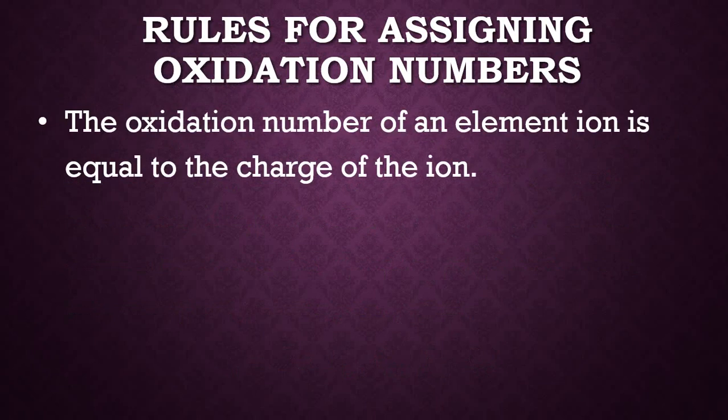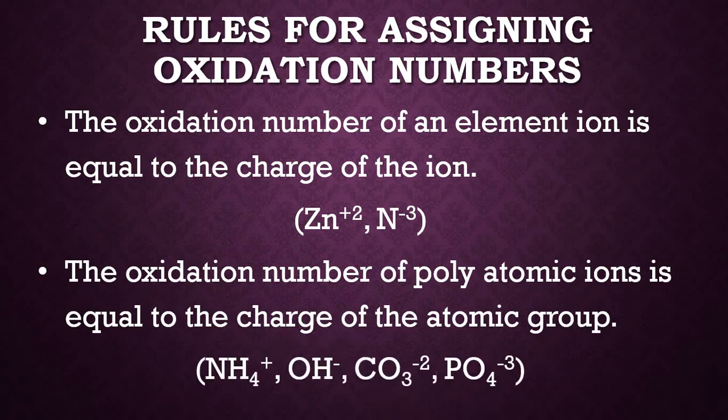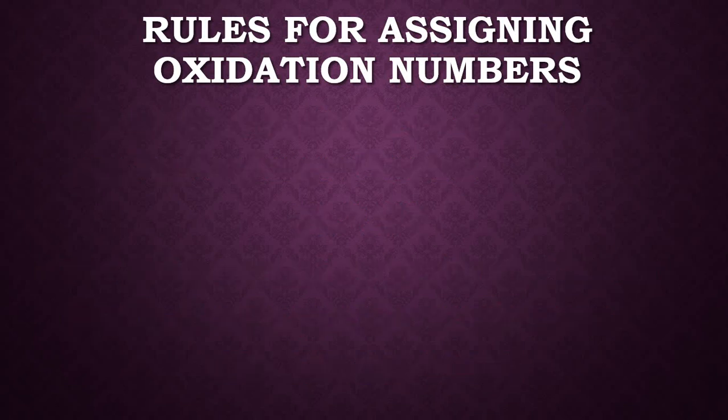Second, the oxidation number of an element ion is equal to the charge of the ion. So if you have any ion carrying a positive or negative charge, then the oxidation number of the ion is equal to this charge. Then the oxidation number of polyatomic ions is equal to the charge of the atomic group. If we're talking about the ammonium ion, hydroxide ion, carbonate, phosphate, sulfate, nitrate, nitrite, any polyatomic group has a charge, either positive or negative, so the oxidation number of this group is equal to the charge.